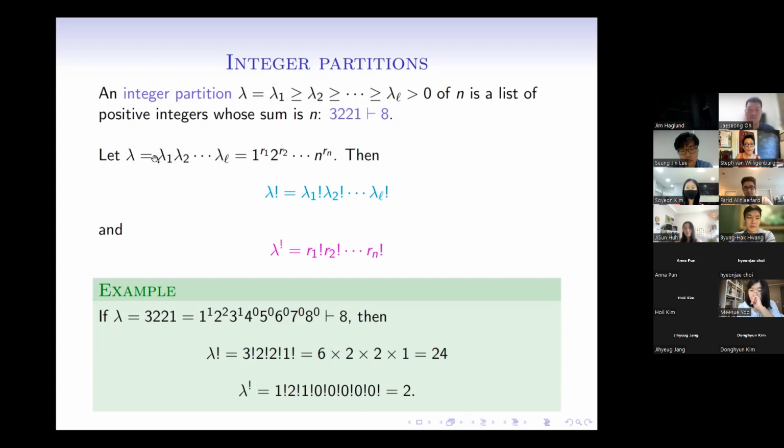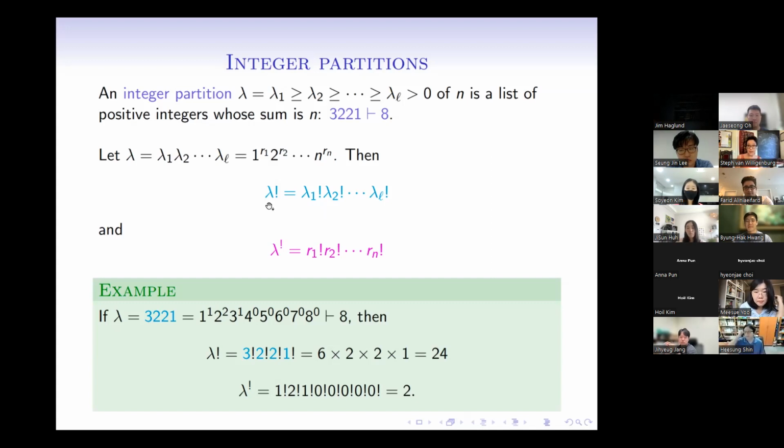And so if we're given some partition lambda, then we say that lambda factorial is just going to be equal to lambda 1 factorial, lambda 2 factorial, lambda 3 factorial, and so on. So if we take our newfound friend lambda equal to 3, 2, 2, 1, then lambda factorial is going to be equal to 3 factorial times 2 factorial times 2 factorial times 1 factorial, which is going to be 6 times 2 times 2 times 1, which is 24.